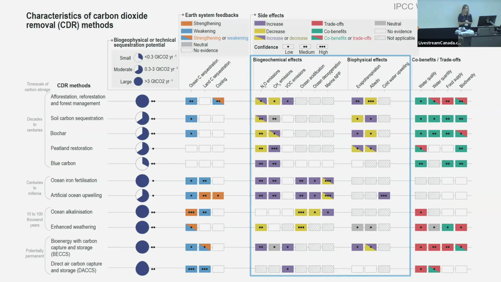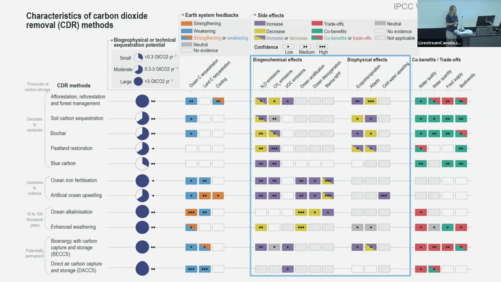What you find in the vertical, these are the different CDR methods. They're ordered by the time scale of carbon storage. So we have the biological ones on top, where the time scale is decades to centuries, to the more geologic approaches at the bottom. And then what I want you to look at is those squares within the blue frame. And what you see, there's a number of biogeochemical effects. So these are the non-CO2 greenhouse gas emissions and aerosol emissions, but also these biophysical effects, which refer to these changes in the surface energy balance.